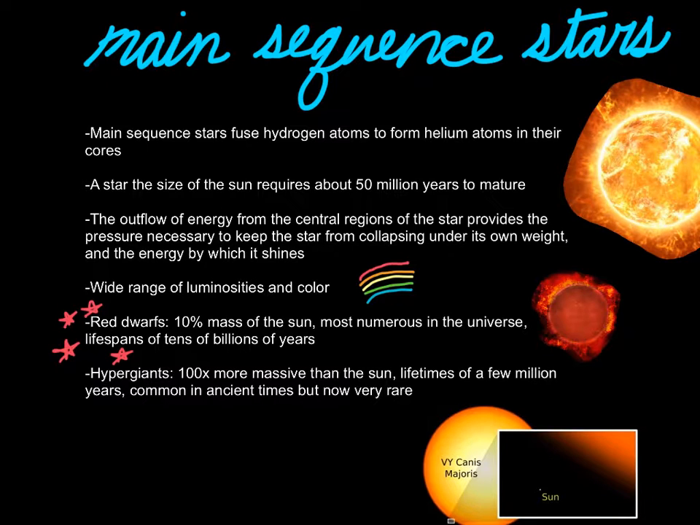There's a wide span of luminosities and color, and stars that are called red dwarfs have 10% of the mass of the sun, and they're the most numerous in the universe, so they're what you see the most. And they have lifespans of tens of billions of years. And the hypergiants are 100 times more massive than the sun, so really, really big. And they have lifetimes of a few million years. And they're very rare now, but they were very common in ancient times.